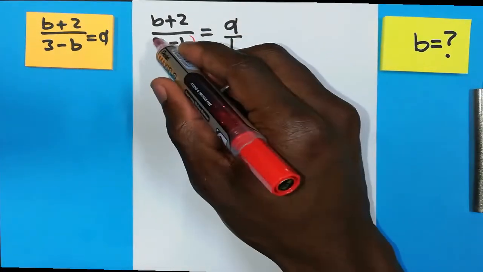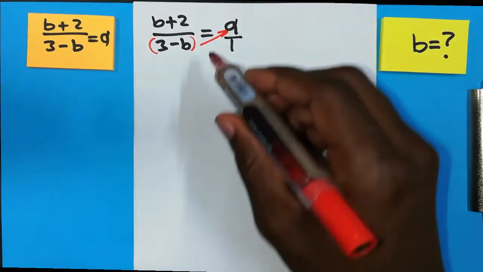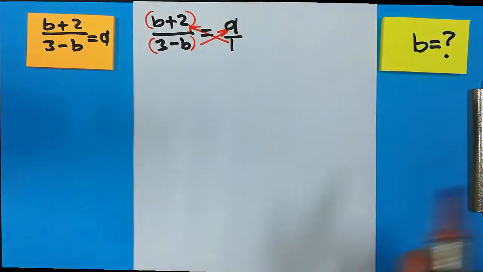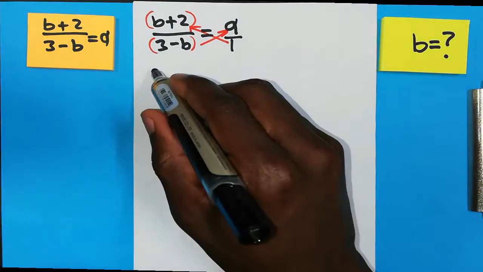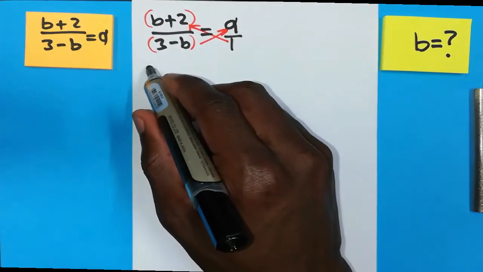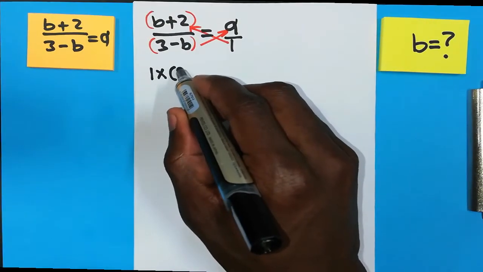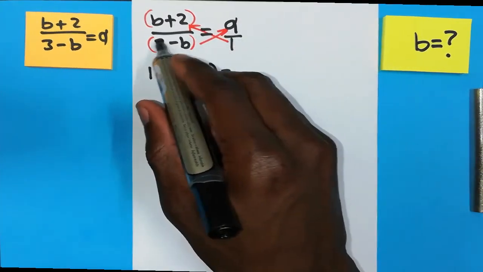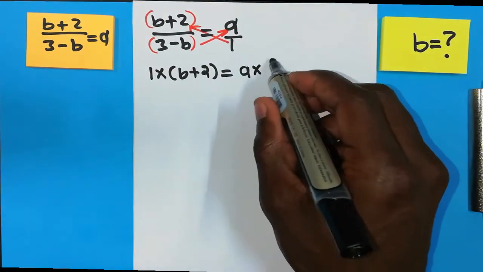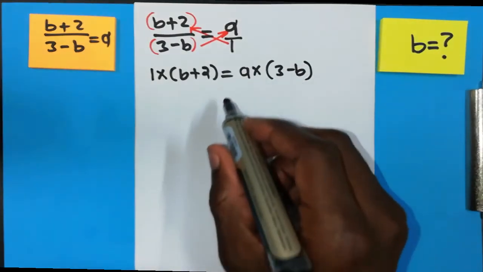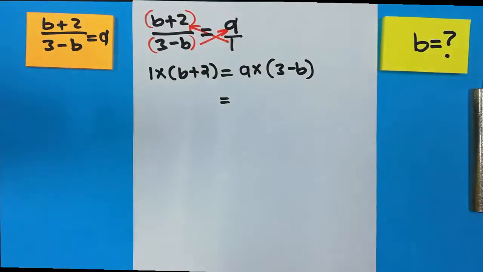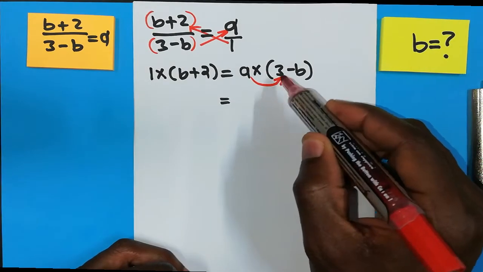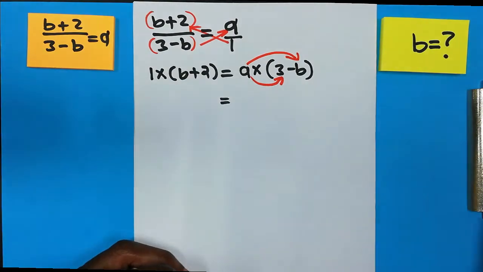When I cross multiply, this one will cross multiply a, and this numerator will cross multiply 1. All right. So what will happen is 1 will multiply the whole numerator, and therefore a will multiply the whole denominator. Okay. Now a multiplied by 3. So what happens here is that we just multiply out. So a will multiply 3, and a again will multiply minus b.